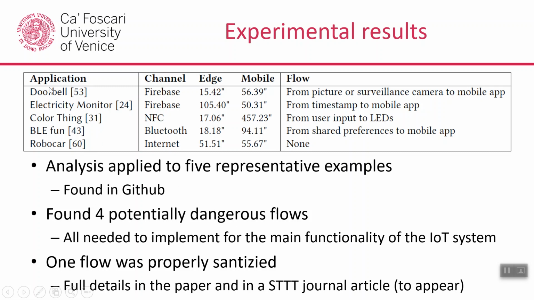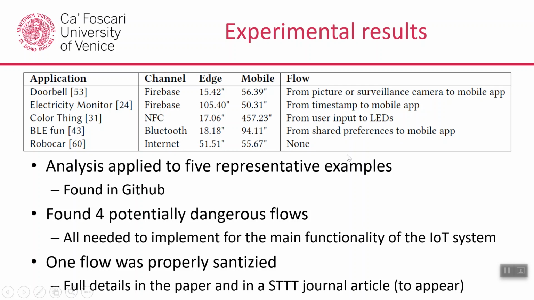Like, for instance, we have the doorbell. What is the doorbell application? Essentially, when somebody rings your bell at your home, on your mobile phone you can see your surveillance video camera, and then you can decide if you want to open the door or not. So our analysis exactly discovered that there was a flow going from the picture of the surveillance camera of the IoT system to the mobile application. Similar flows were discovered in the other cases. So there were 4 potentially dangerous flows, but they were all needed in order to implement the main functionality of the IoT system under analysis.